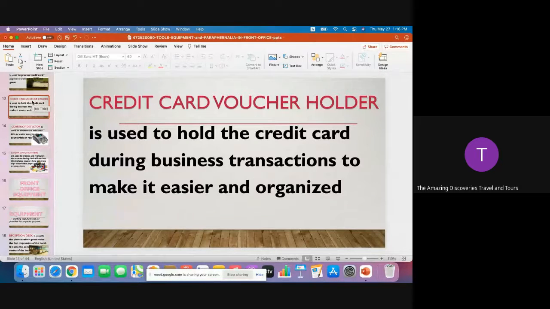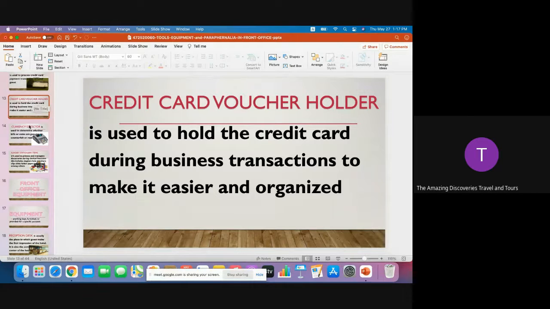And number 3, we have the credit card voucher holder. It is used to hold the credit card vouchers during business transactions to make it easier and organized. So ara bala ang paper nga ginapagwa sang POS ginadala ina sa bangko. So dapat you have to be very organized sina. Kay kung madulaan ka sang isa ka voucher and then that voucher for example is 15,000 pesos, wala ina na collect sa bank, then you as the front desk officer will be the one responsible sa pagbayad sinang nadula nga voucher with the equivalent amount.